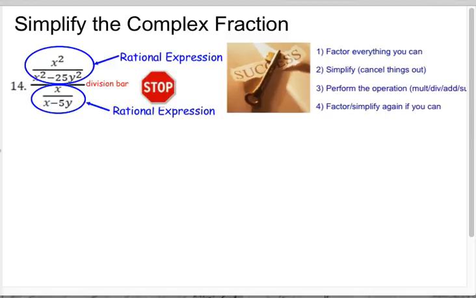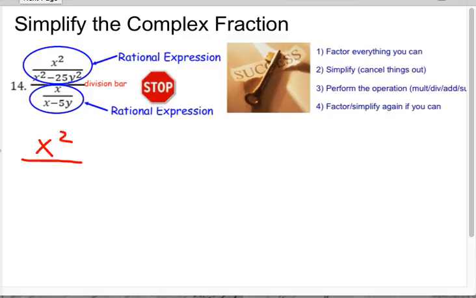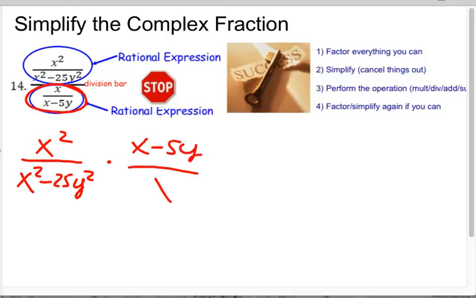Yeah, we got a rational expression in the numerator. We got a rational expression in the denominator. Here's my division bar, my main division bar. So all I'm really doing is taking that fraction on top and multiplying it by the reciprocal of this denominator. So the x minus 5y goes on top and the x goes on the bottom. And then you factor where you can.